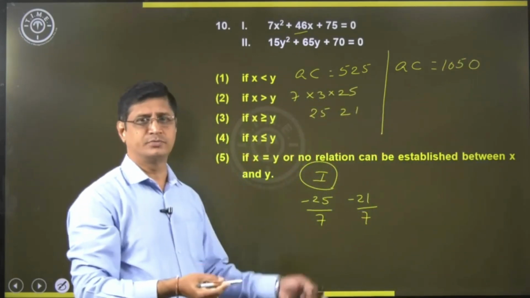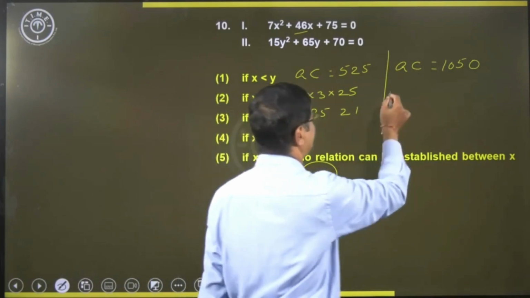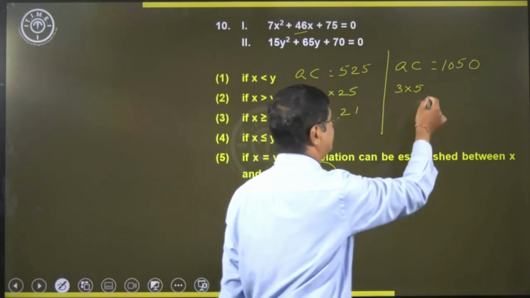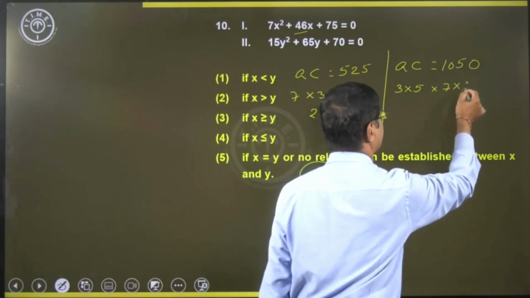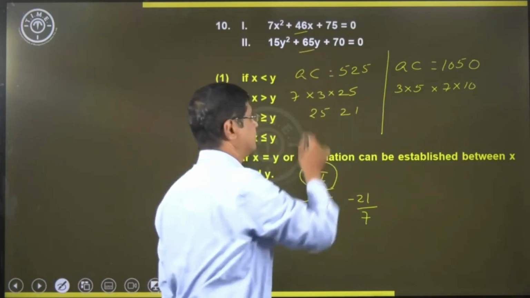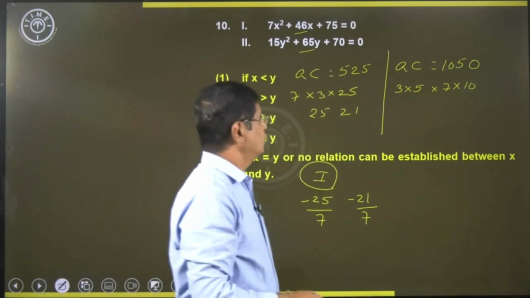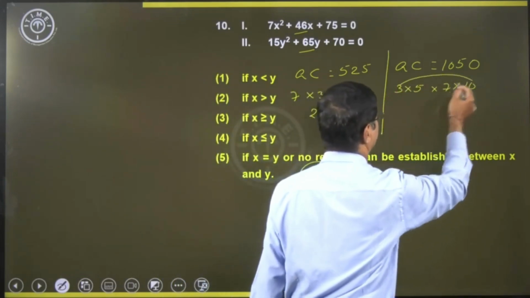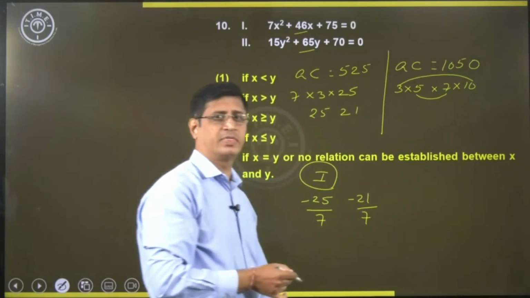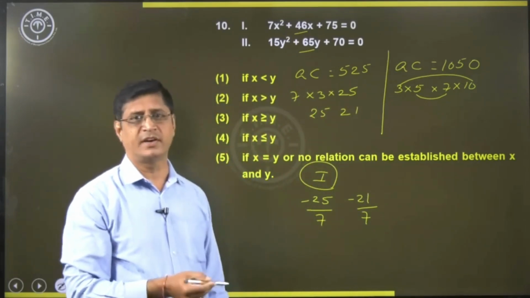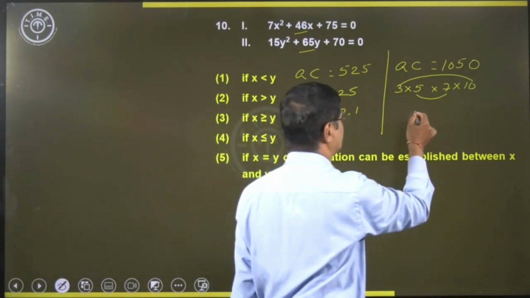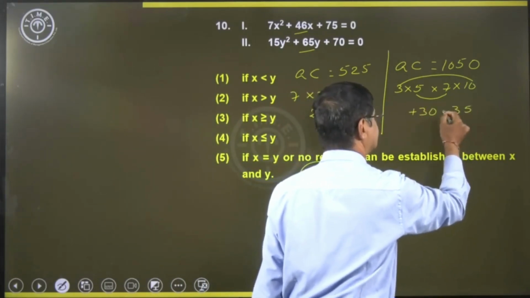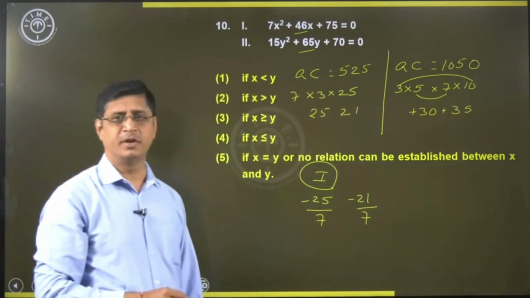Express it as the product of two factors. Now what I am doing here, 15, I am taking it as 3 into 5. 70 means 7 into 10. Just observe how to get the middle number. 3 times 10 is 30, and 5 times 7 is 35. 30 plus 35, that is 65. The middle value is equal to 30 and 35. By adding these two, we get the middle term.